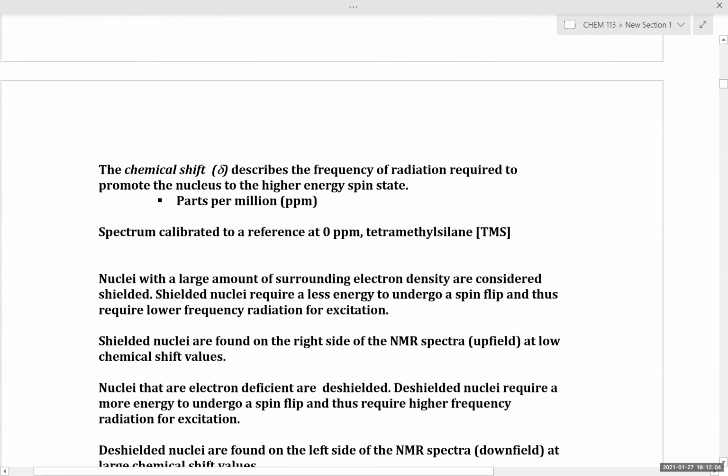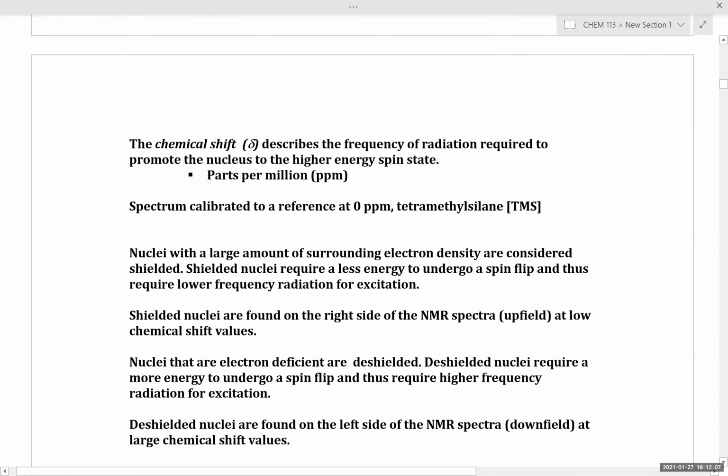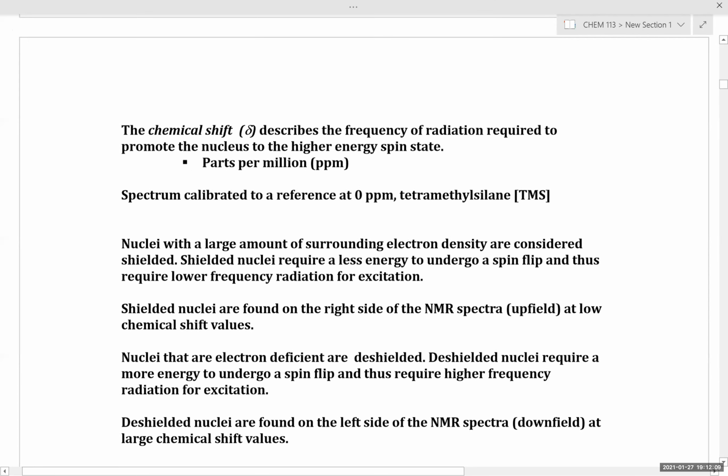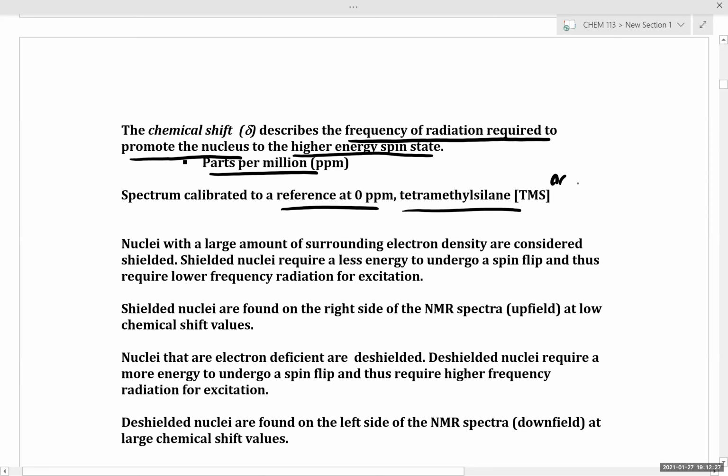Okay. So what is the chemical shift referring to? So the chemical shift describes the frequency of radiation required to promote the nucleus to the higher energy spin state. It has units of parts per million, and typically we calibrate to a reference at 0 parts per million, tetramethylsilane, or we calibrate to solvent.